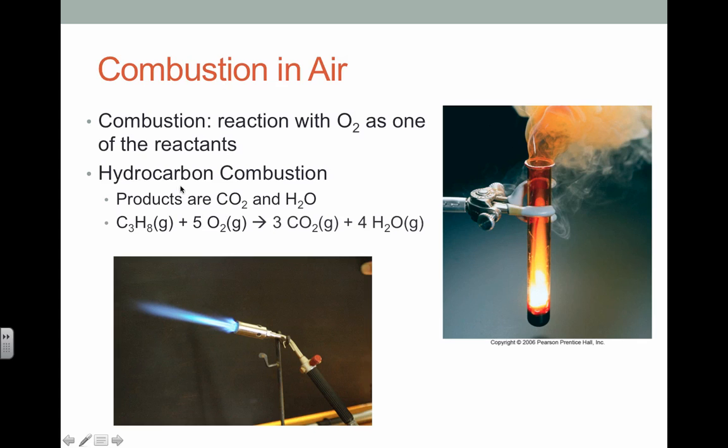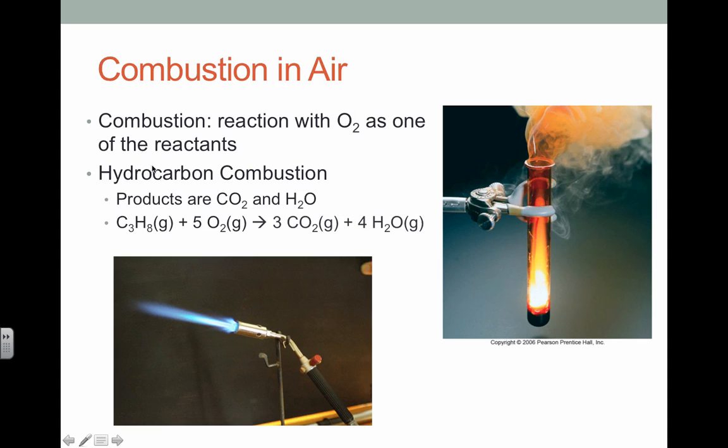We'll talk a little bit more about this in class, but the primary kind of combustion that we're going to concern ourselves with for right now is combustion of hydrocarbons. If you remember the hydrocarbon stuff we introduced at the end of Chapter 2, hydrocarbons are covalent compounds that are made up of carbon and hydrogen, or carbon, hydrogen, and oxygen.